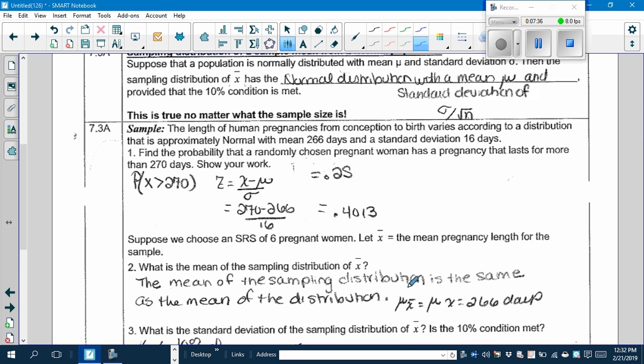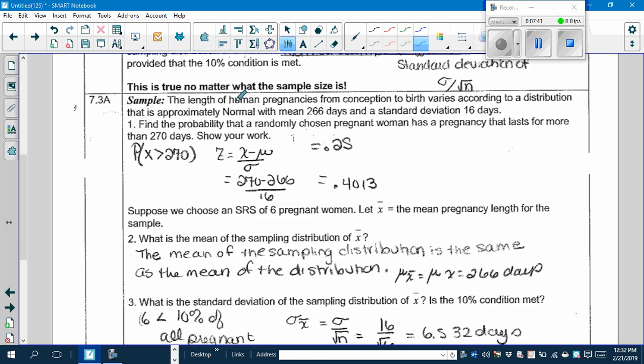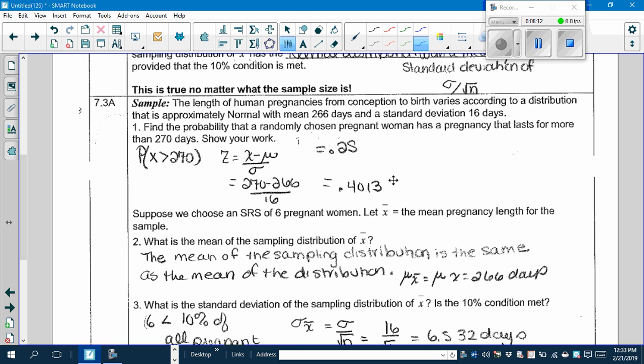So here's a good example problem. This is very similar to one that you're going to have on the short answer, okay? The length of human pregnancies from conception to birth varies according to a distribution that is approximately normal with a mean of 266 and a standard deviation. Find the probability that a randomly chosen pregnant woman has a pregnancy that lasts for more than 270 days. So it's a mean and standard deviation of this. So this is the mean for this certain normal population.